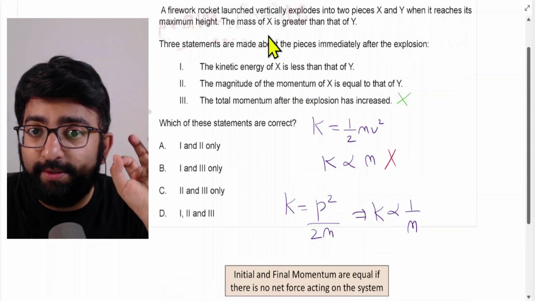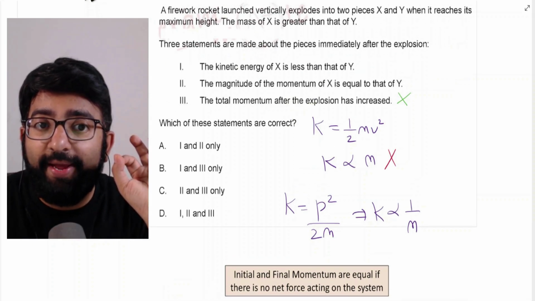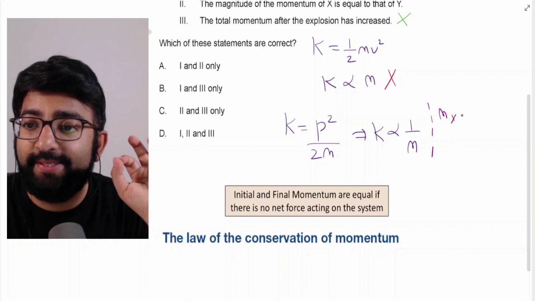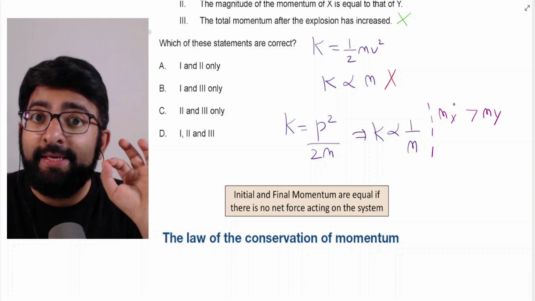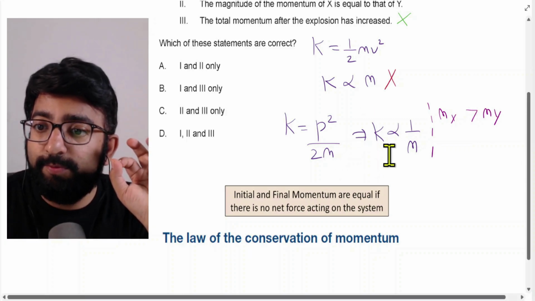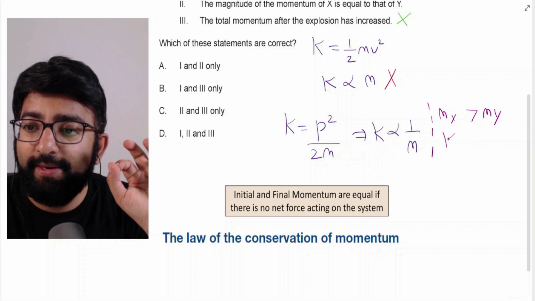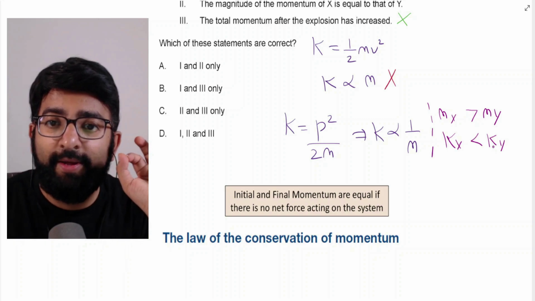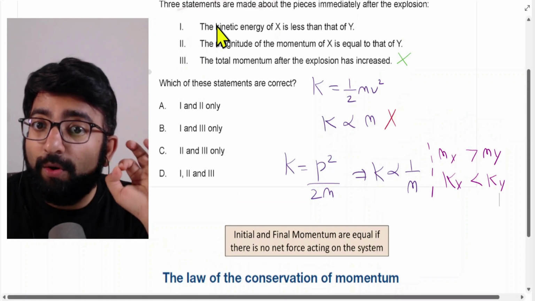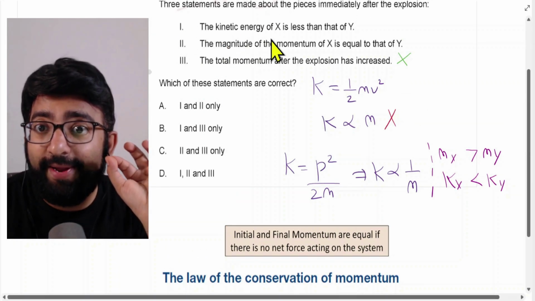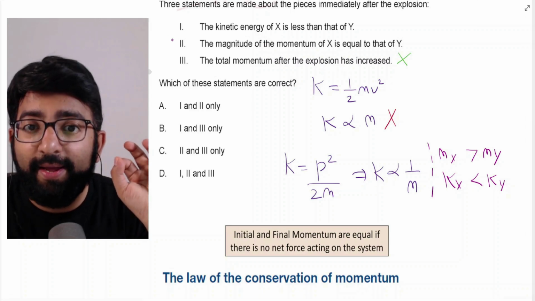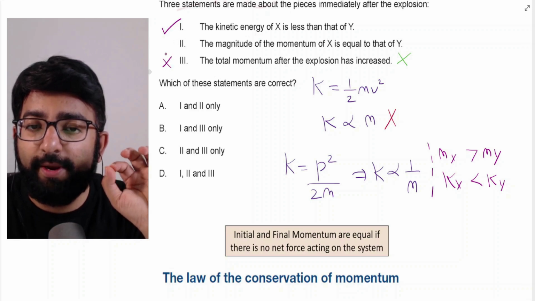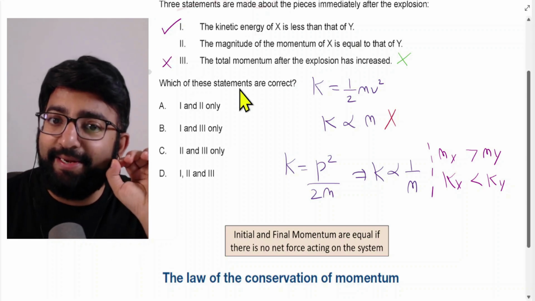Now going back to the question, it is mentioned that the mass of X is greater than that of Y. So let us write this down. Mass of X is greater than mass of Y. Since kinetic energy has an inverse proportionality, we will write kinetic energy of X will be lesser than kinetic energy of Y. Let's look at statement 1. It also states the same. Kinetic energy for X is less than that of Y. Hence, statement 1 is correct. Statement 3, we saw, was incorrect. Now, let us finalize the second statement.